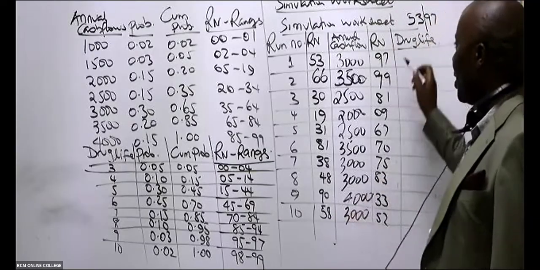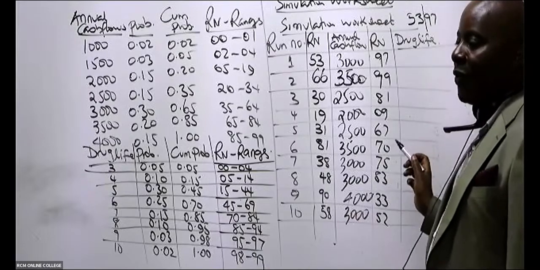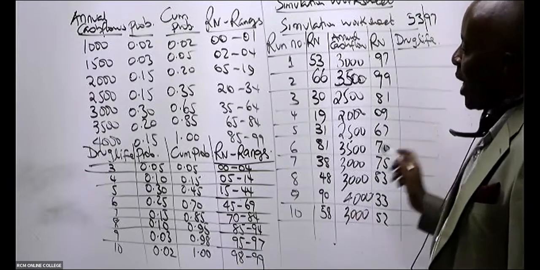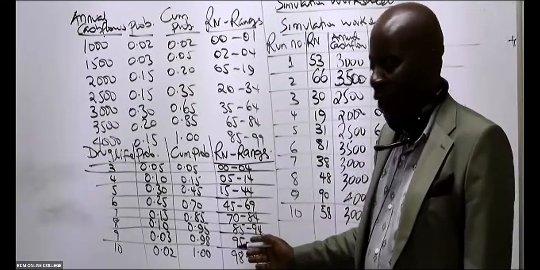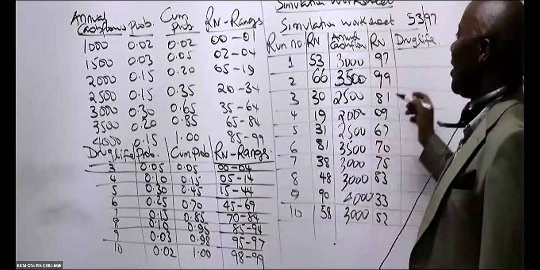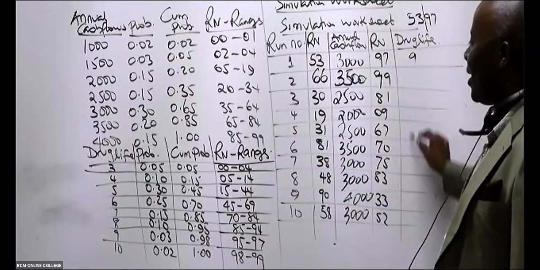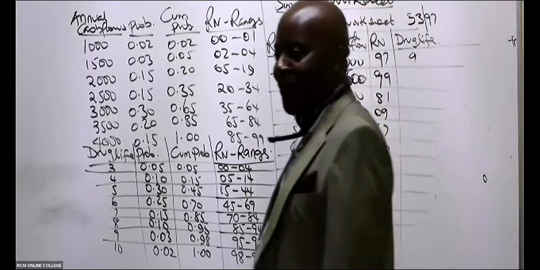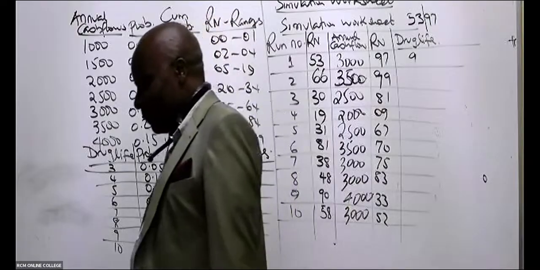How about these drug lives, shelf lives? 97. Under the drug life now. So where is 97 here? How many years? 9 years, yes. So have you already finished this column? Have they finished this column?